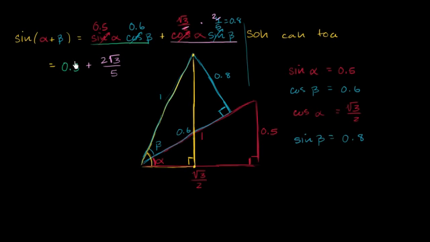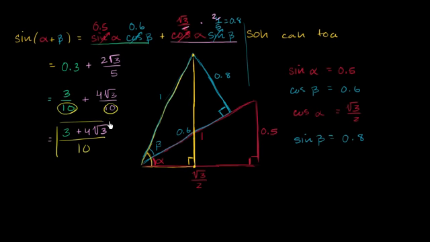I feel a little uncomfortable having it in these two different formats, where I have a fraction here and a decimal here. So let me just write the whole thing as a rational expression. 0.3 is obviously the same thing as 3/10. So that's 3 over 10 plus, now if I want to write this over 10, it's the same thing as 4 square roots of 3 over 10. And of course, if we add these two, we are going to get 3 plus 4 square roots of 3, all of that over 10. And we are done.